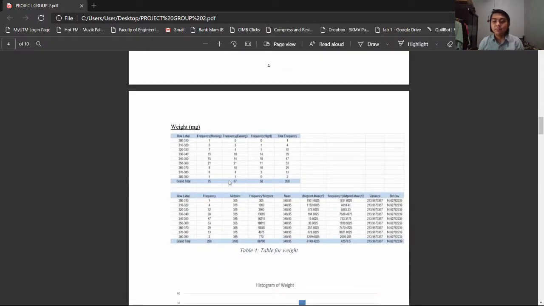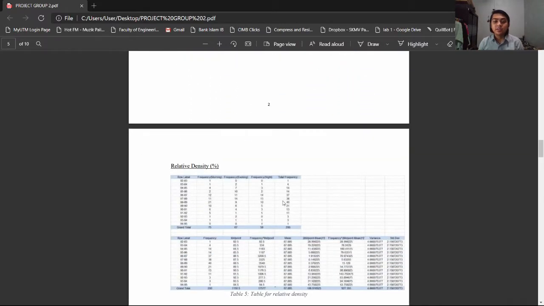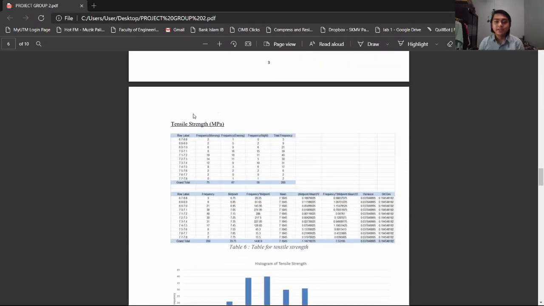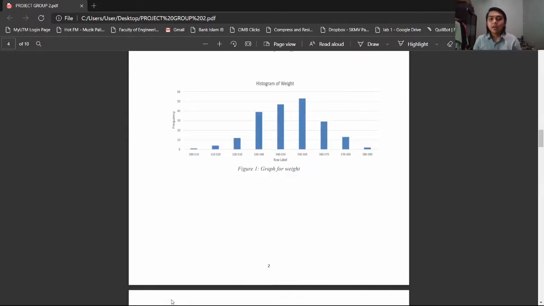As you can see in the table for the weight as stated in table 4, the frequency data comes from the pivot table data. We also can find the midpoint, mean, variance and standard deviation. Same as the table for relative density and tensile strength in table 6. After that, when all the data in the table of Lajak Kuruih-F has been calculated, we plot the graph by using the row label and frequency data.